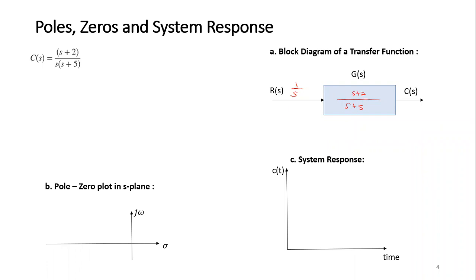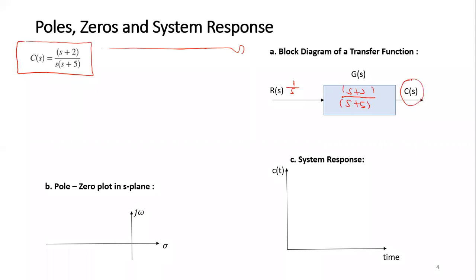So first, the poles, zeros, and system response. For example, you have a transfer function C(s) equals 1 over s, times the numerator s plus 2 over the denominator s plus 5. How is this in the block diagram? In a block diagram, the input is 1 over s, and G(s), the transfer function, is (s plus 2) over (s plus 5). Then we get C(s) here. This is the transfer function in the block diagram.